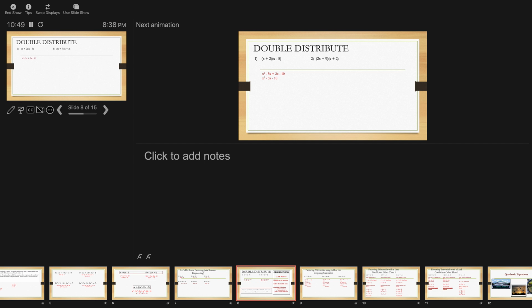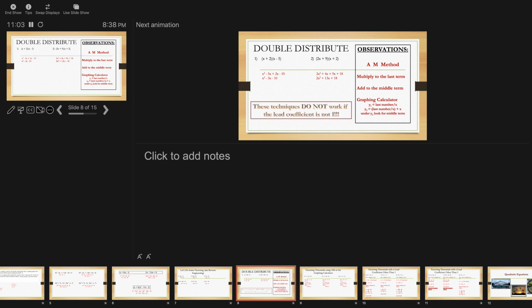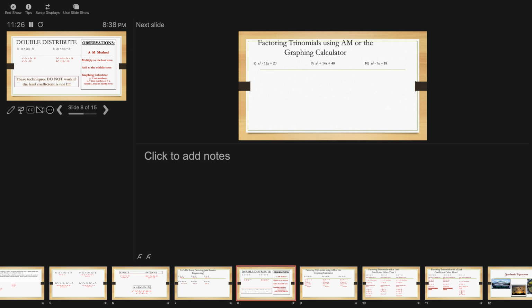Double distributing here. Middle terms can be combined to negative 3x. Double distributing on number 2. Middle terms can be combined to 13x. All right. Things to observe. When the lead coefficient is 1, as it is on the left, you can use the AM technique or you can use the calculator technique. It does not, however, work with number 2. Just to point it out, we want to note that 9 and 2 do not add up to 13. So that shows that it doesn't work. And that's why we have plan B and plan C, should that happen, or plan A and B.